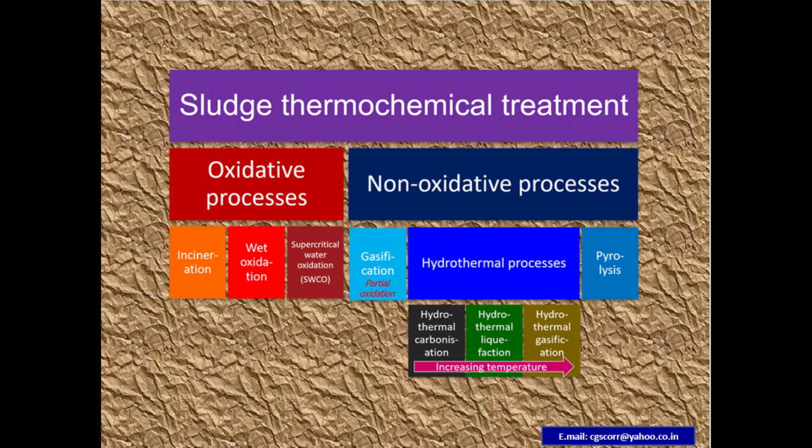Then hydrothermal processes. Under this we can broadly classify into three. First one is hydrothermal carbonization. Next one is hydrothermal liquefaction. And the final one is hydrothermal gasification. As it proceeds from hydrothermal carbonization to hydrothermal gasification, the temperature of the processes increases. The next one is pyrolysis.